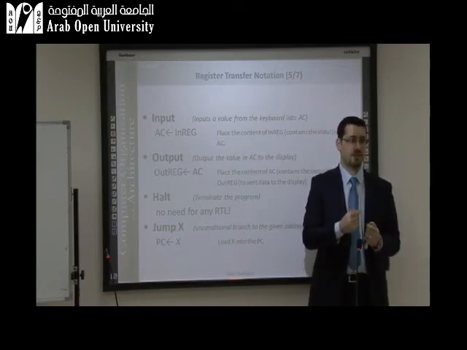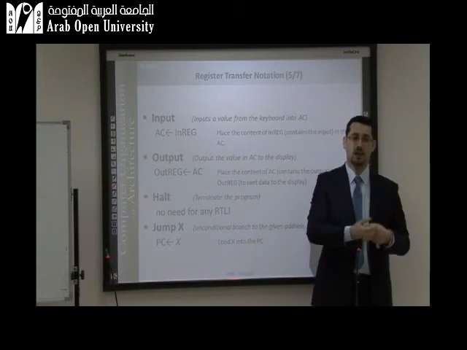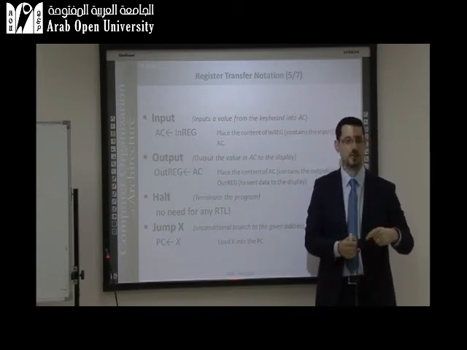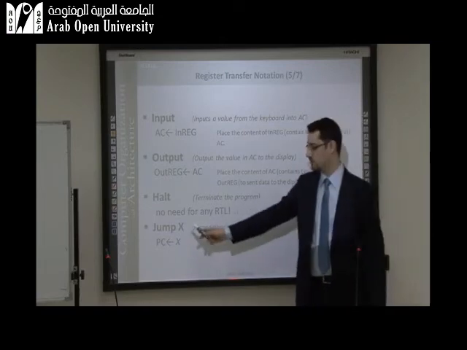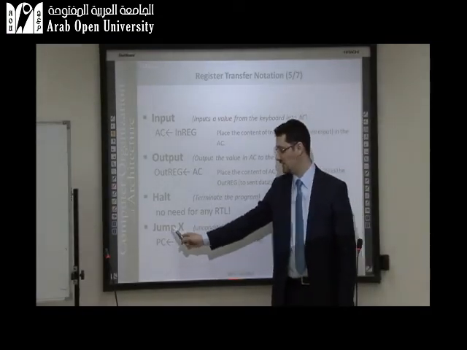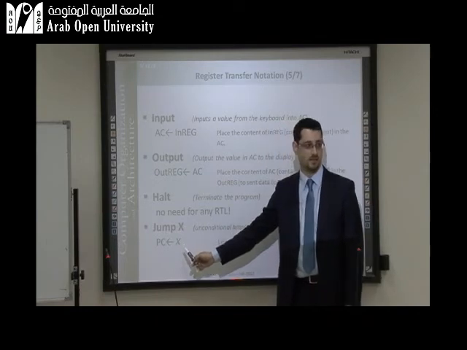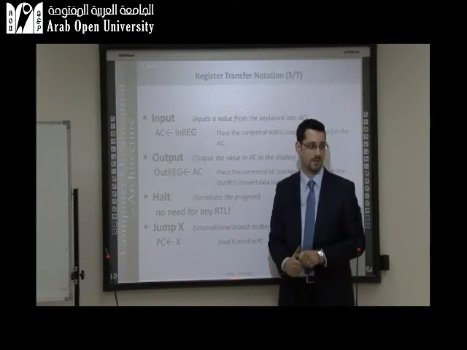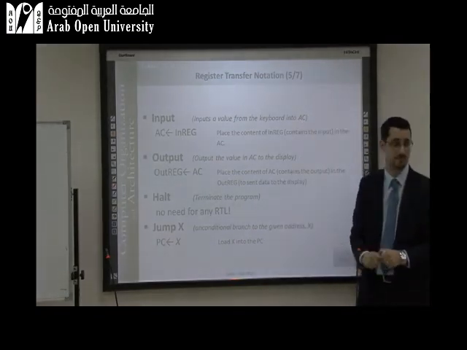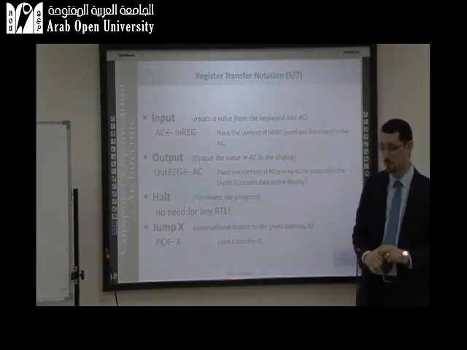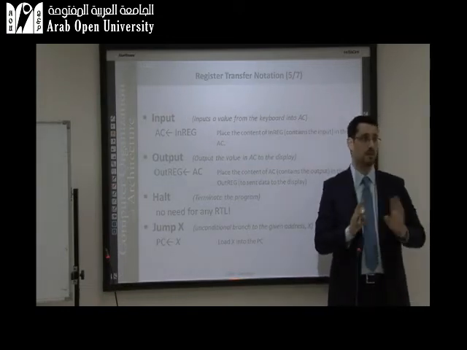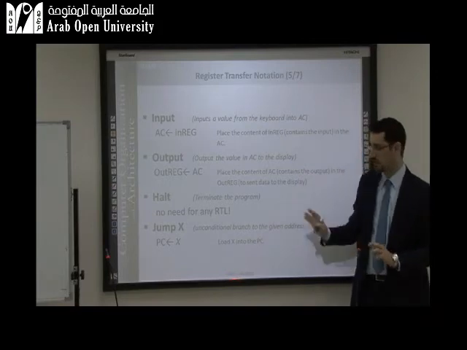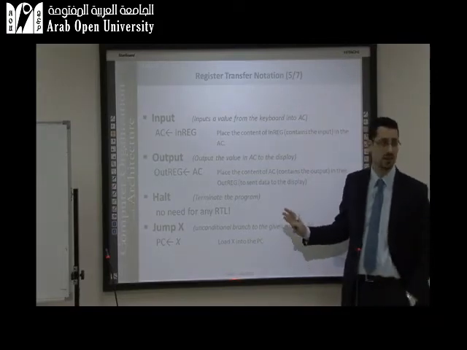So what specifies the address of the next instruction? The program counter. By default, PC contains the address of the next instruction. So when I write jump X, I will replace the content of the PC by X, the address to which I need to jump. HALT terminates the program. This is the last instruction in your program. It doesn't change anything in the registers.